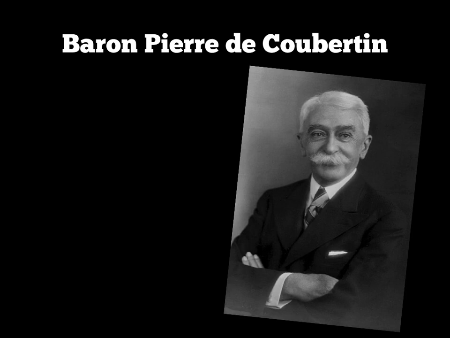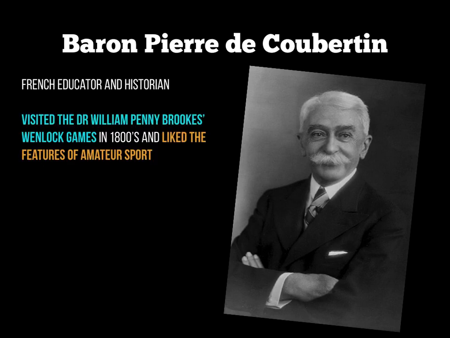The development of the modern Olympic Games mainly came about by this individual from France called Baron Pierre de Coubertin. He was a French educator and historian, and what he did was he went to England in this time frame and he visited the Wenlock Games. So he met with Dr. William Penny Brooks in the mid-1800s, and he really liked what he saw.